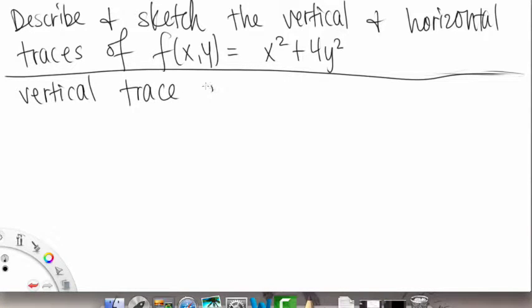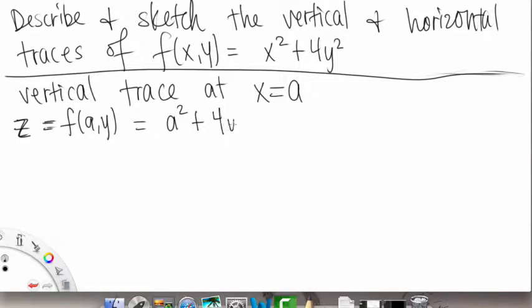at x is equal to a. Let's see what happens when we plug that in. If we plug in an a for the x spot, we get f of a comma y, which is also our z, the height of our surface, equal to a squared plus 4y squared. Here a is a constant, so that is just there. There's no more x variable. So we have a function of y that determines our z, our height.